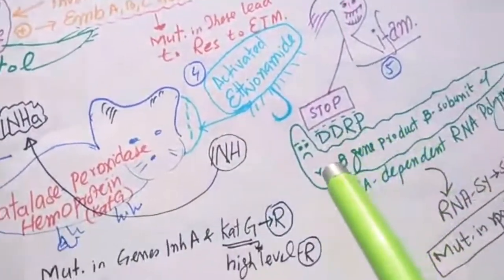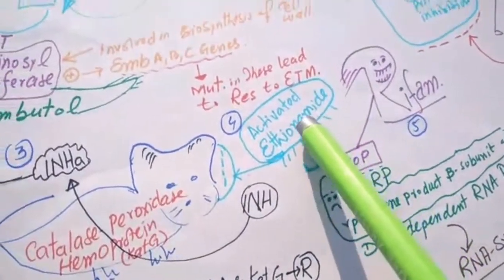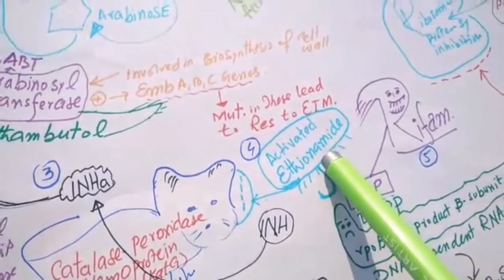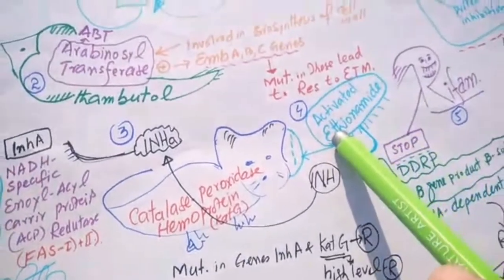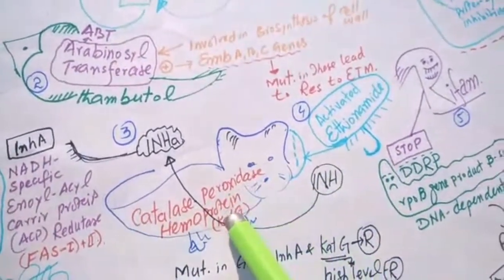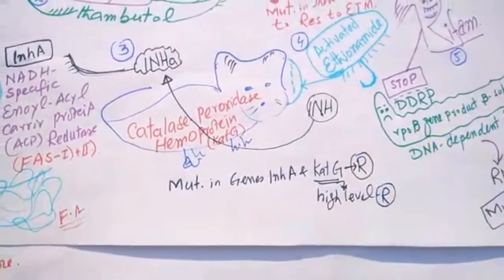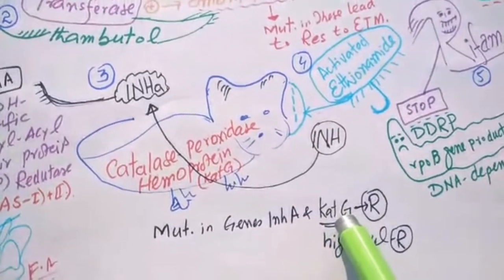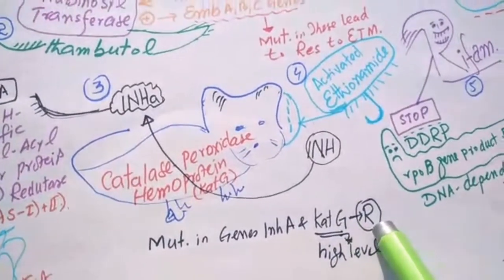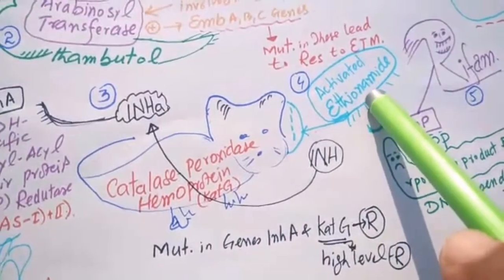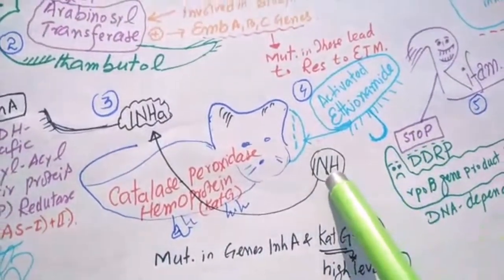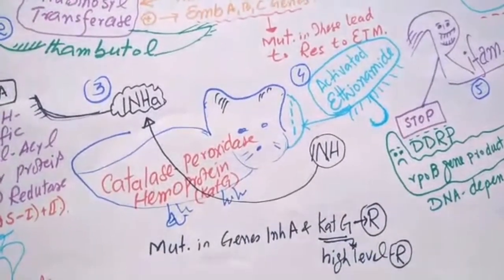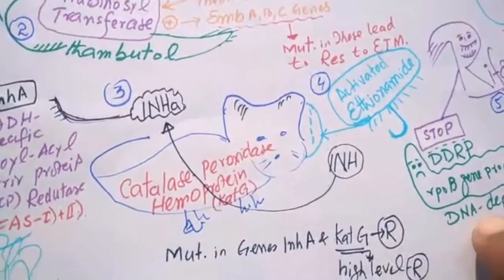The next drug is ethionamide. Ethionamide is also a prodrug. It is activated inside, and the activated form inhibits this INHA. So mutation in the genes INHA and KAT-G is responsible for the resistance toward ethionamide as well as isoniazid. But the mutation in KAT-G is responsible for a high level of resistance.